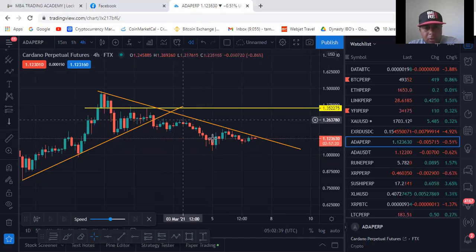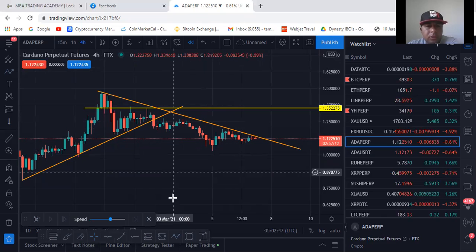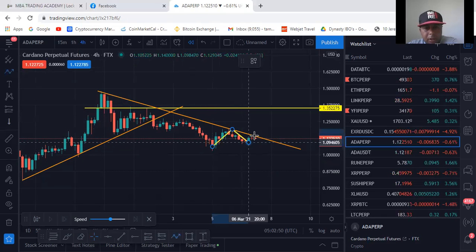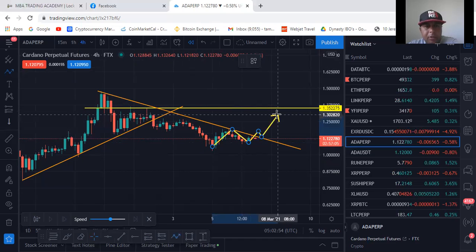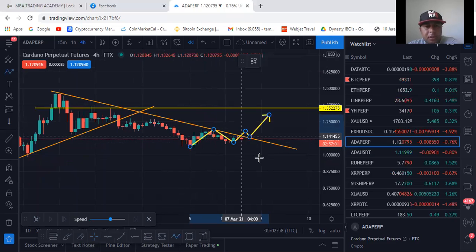But we've got a higher low, lower low, lower high, lower low, lower high, higher low. So it could go bang, then break out of that trend and come back up here. Obviously, or could just keep going down.